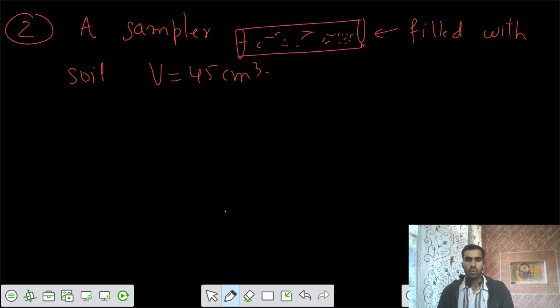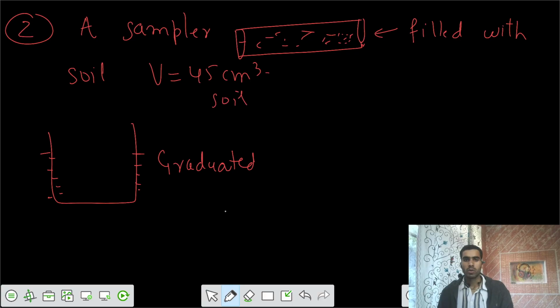Okay. Now, when you collect this soil from the field, we are going to pour it into a graduated cylinder. We have a graduated cylinder, and this soil is poured into the graduated cylinder. Now it would occupy some volume.